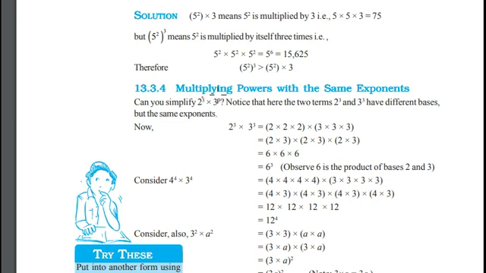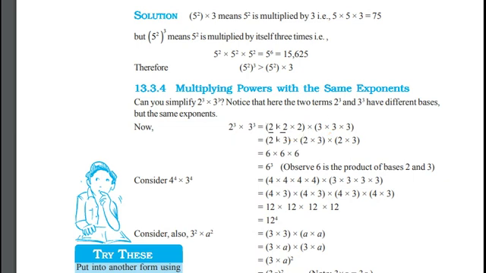Notice the exponents 3 and 3 are the same. We can see same exponents but different base. Base could be same or it could be different. 2 to the power of 3 could be written as 2 times 2 times 2, and 3 to the power of 3 could be written as 3 times 3 times 3.